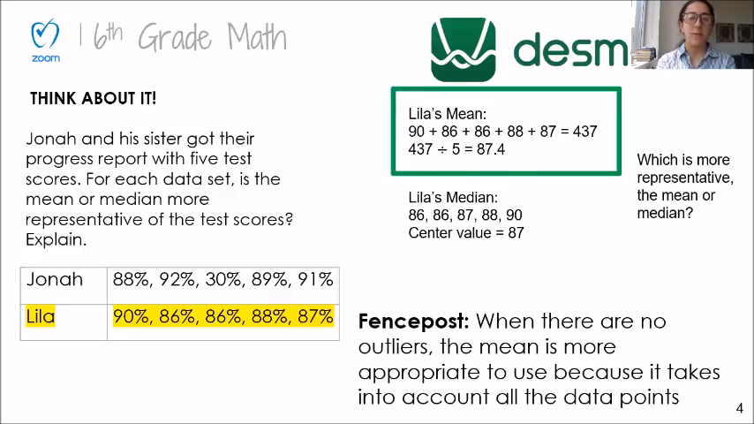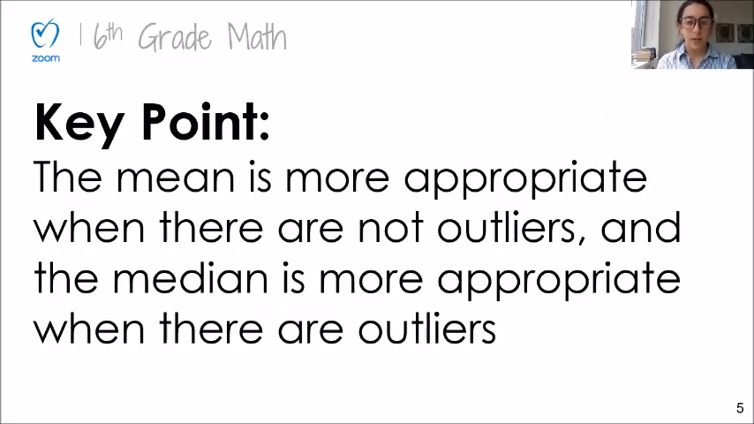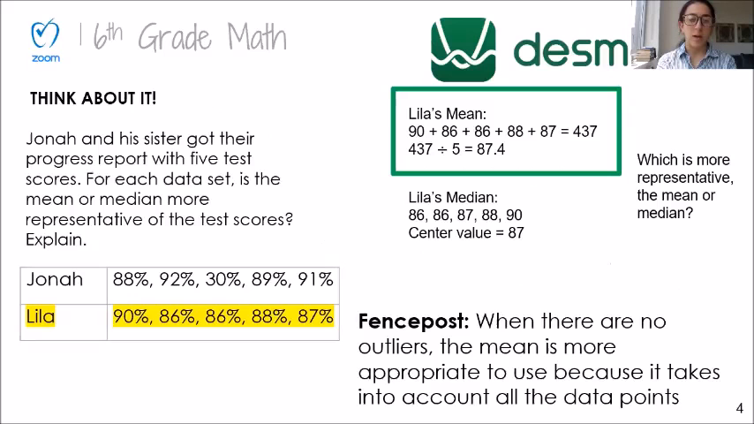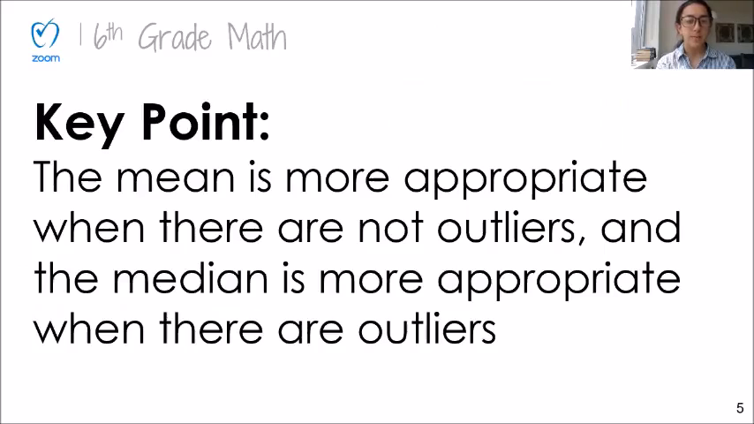Let's put our fence post together to stamp our key point. The mean is more appropriate when there are not outliers, and the median is more appropriate when there are outliers. We saw this play out in this data set. Jonah's data set had an outlier of 30. Therefore, we would use the median as the most representative number for his data set, whereas Lila's data set had no outliers, so we would use the mean. The mean is more appropriate when there are not outliers, and the median is more appropriate when there are outliers.